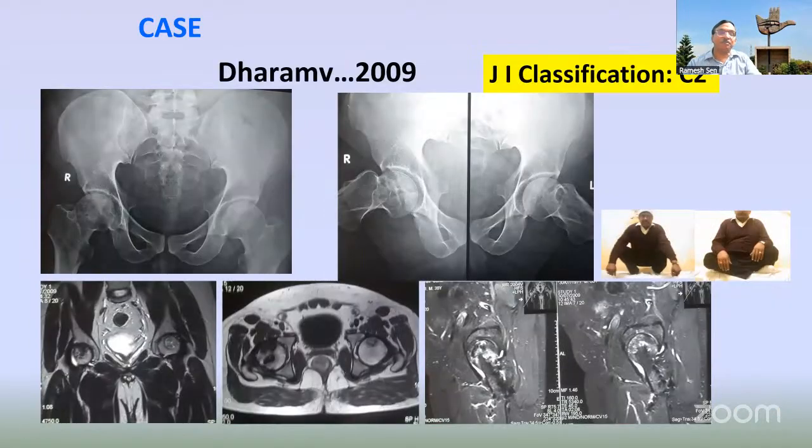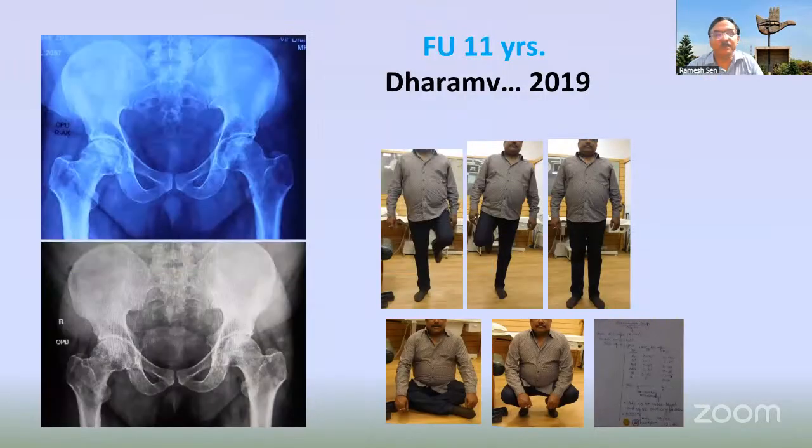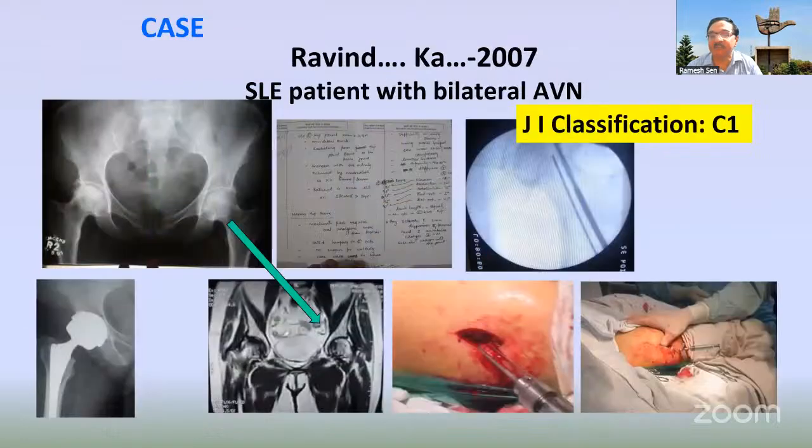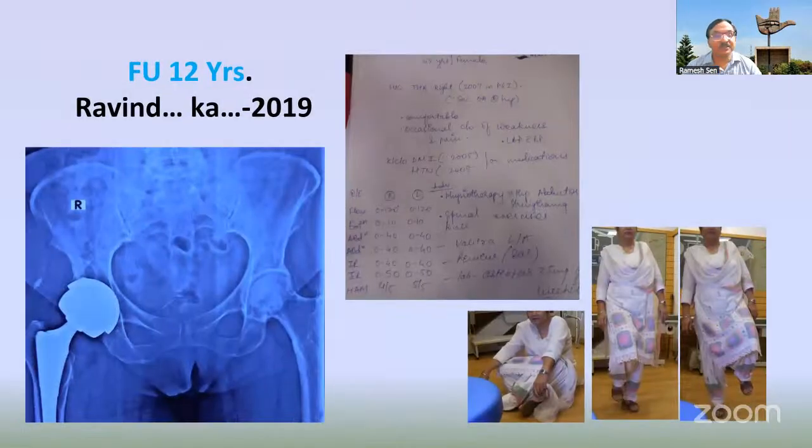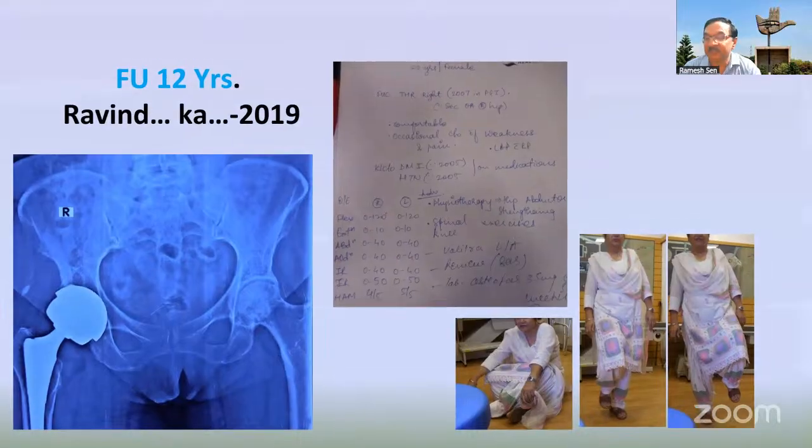Another patient I operated way back in 2009. Now this was a C2 kind of lesion as per Japanese classification, and this is him after 11 years. Again, you can notice it out. The hip is remaining, his sitting and standing ability is all maintained very well. Another lady in 2007, again, JIC classification was C1 over area. One side was already for THR, another side I did this kind of treatment, and she's at 12 years follow-up. You can see it out. The side which was not replaced is still surviving with as good a hip as it can be.